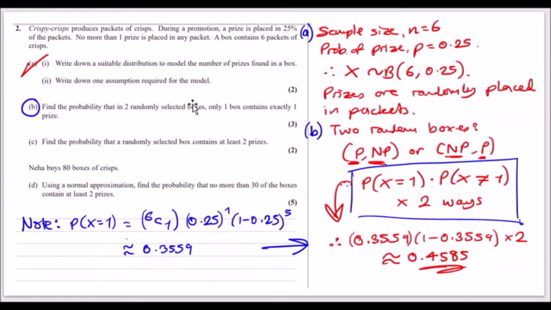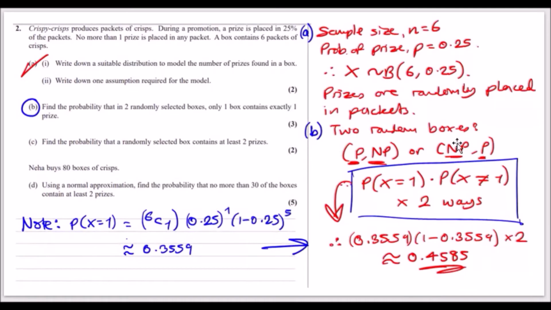If you have 2 randomly selected boxes and only one contains it, you could either get a prize and then not get a prize, or not get a prize first time and then get a prize second time. So these are the 2 combinations I put here: prize and no prize, or getting no prize first and then prize second.